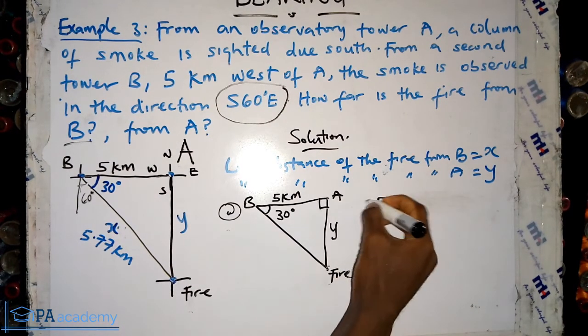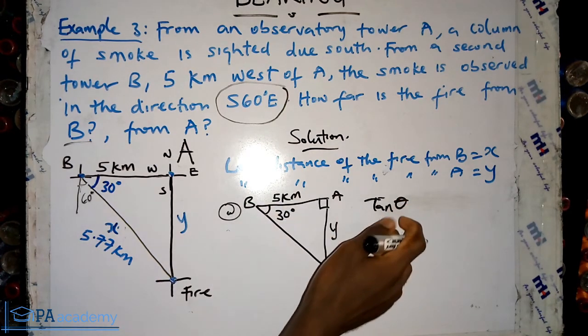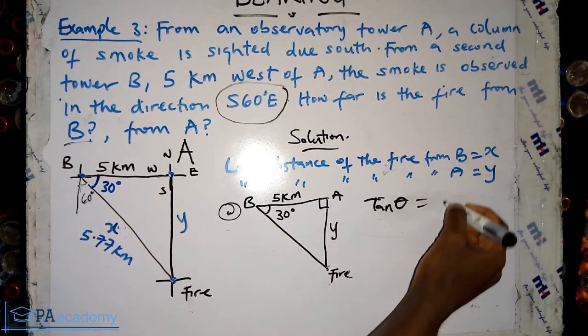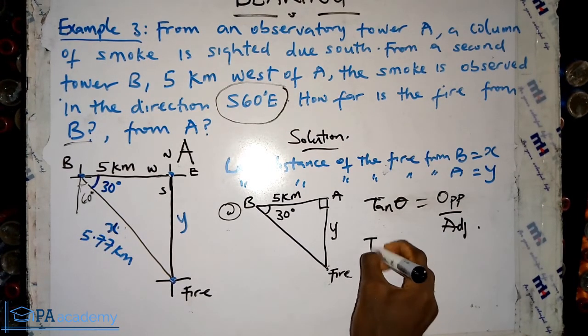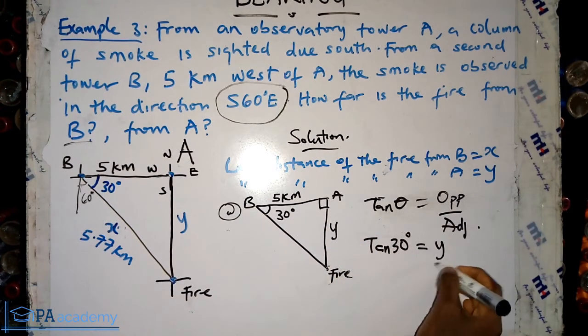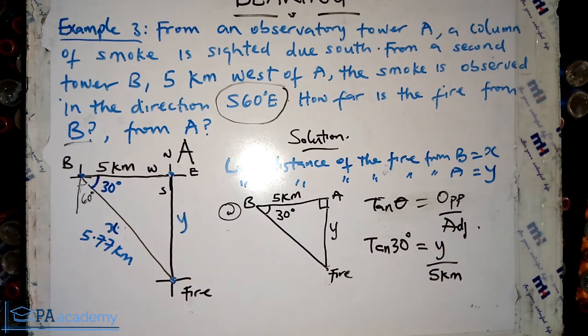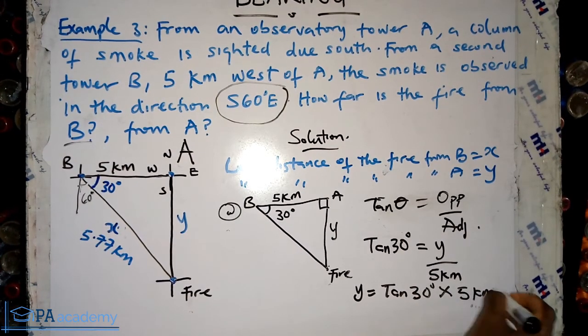So let's bring it. That will be tan theta. And like I said earlier, the reason why we are using SOHCAHTOA is because this is a right angle triangle, so we can easily use SOHCAHTOA to get our answer. So tan theta is opposite over adjacent. Let's put in our values. We have tan 30 degrees is equal to our opposite, which is y, over our adjacent, which is 5 kilometers. So let's cross multiply. By the time we cross multiply, we will have y equal to tan 30 degrees times 5 kilometers.